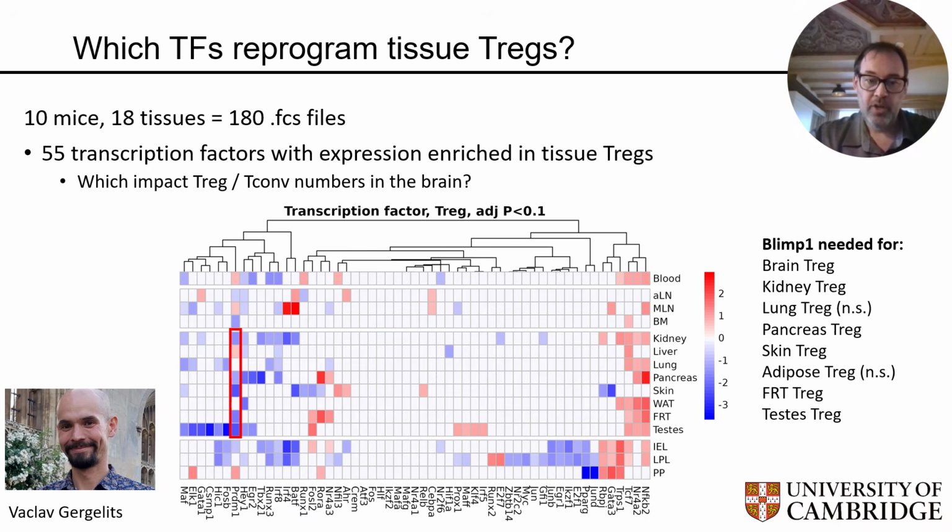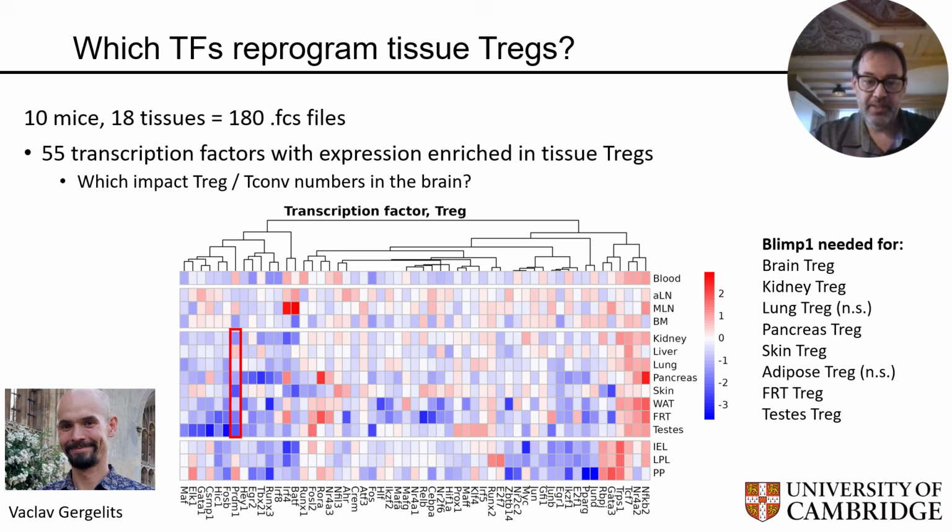And now if we show all of the hits and not just the significant hits, you can also see that it impacts lung Tregs and adipose Tregs. So BLIMP1 really seems to be a pan-tissue Treg requirement. All of the Tregs in all the tissues essentially need BLIMP1.